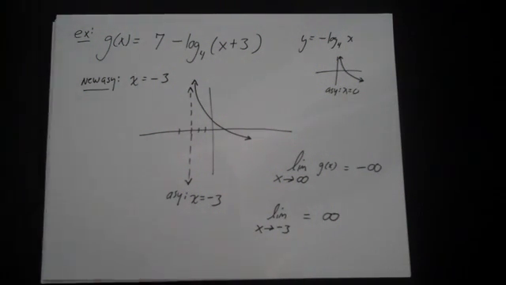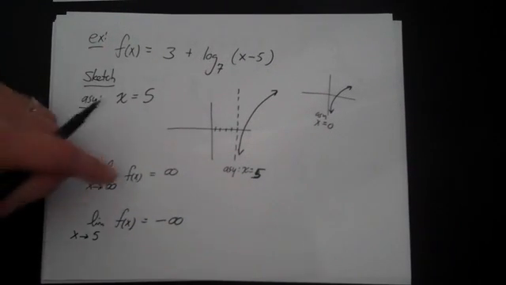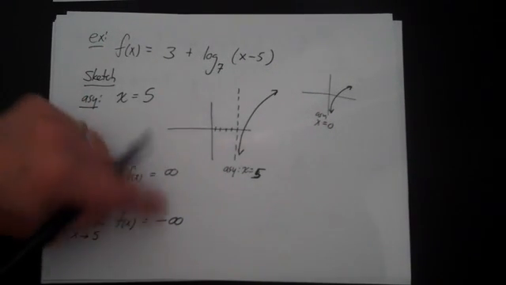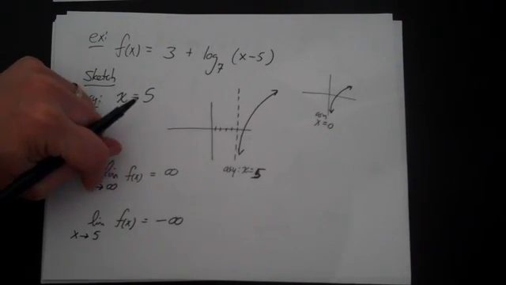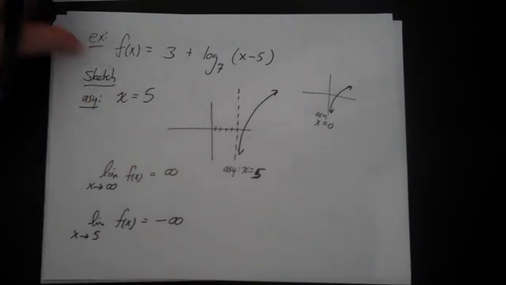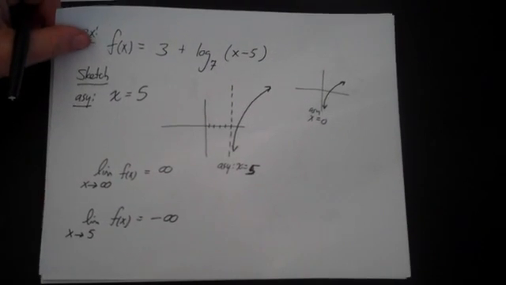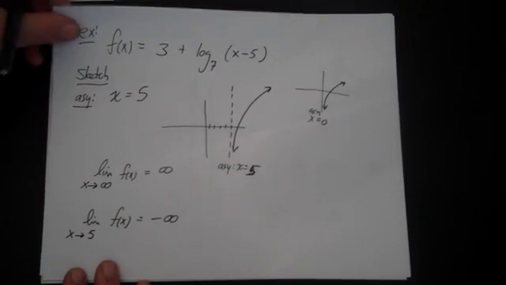If you notice in both of these problems, the answers are always going to be either positive or negative infinity. One of the limits is going to be as x goes to positive infinity, the other one is going to be as x goes to the asymptote.